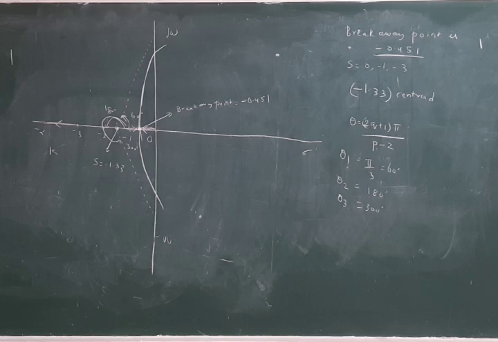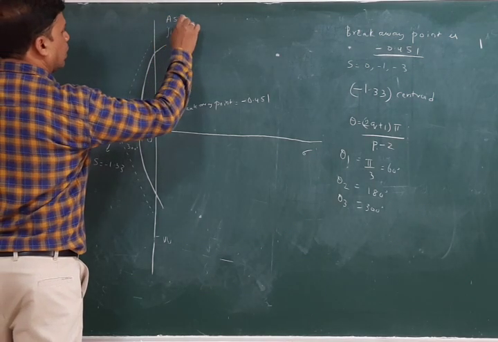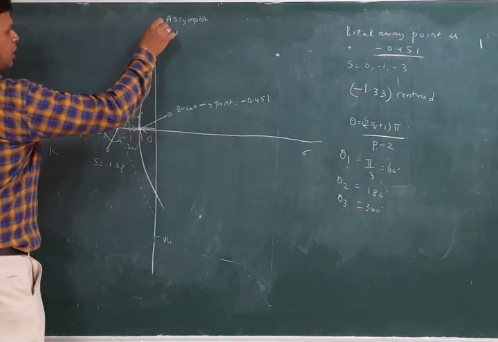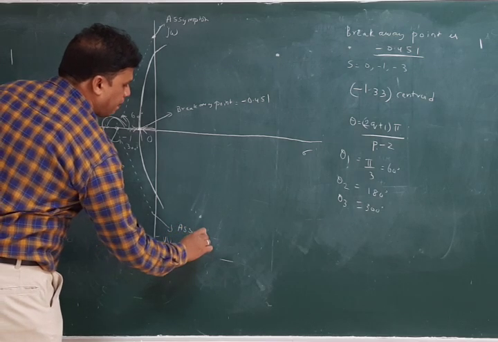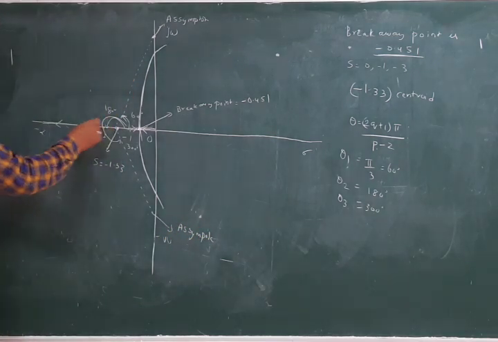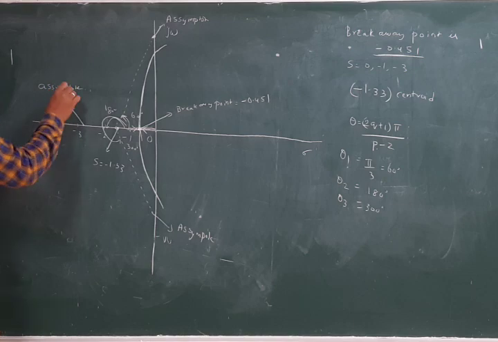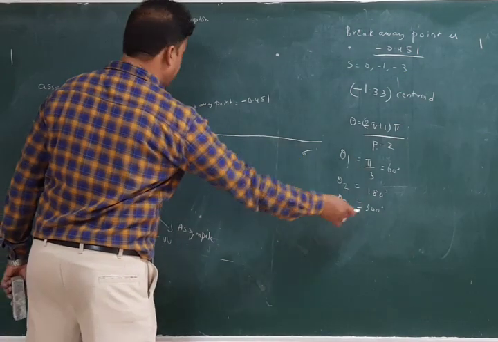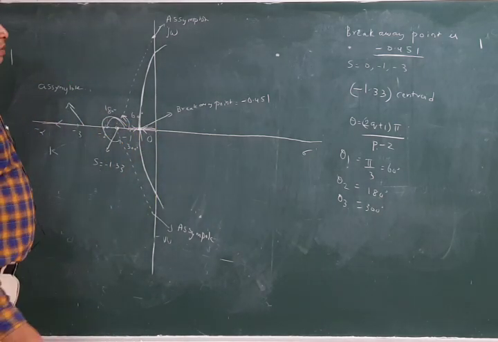So here we have to mention the asymptotes. This is asymptote 1. This is one asymptote, this line, and this is the second asymptote. And this is also one asymptote. Okay, in this line you are drawing the asymptote. These three are the asymptotes at 60 degrees, 180 and 300 degrees. Okay.